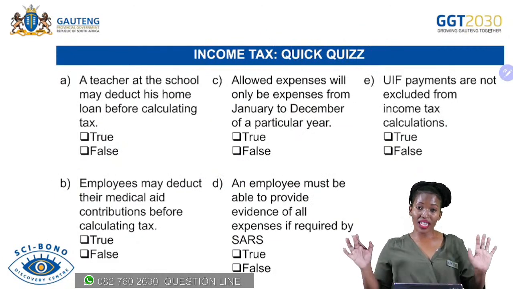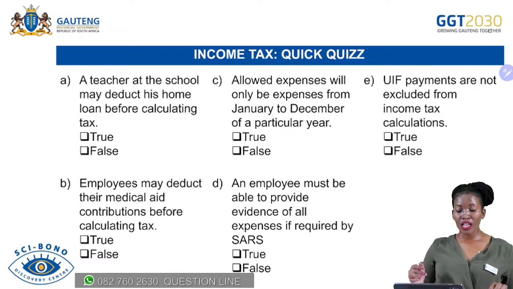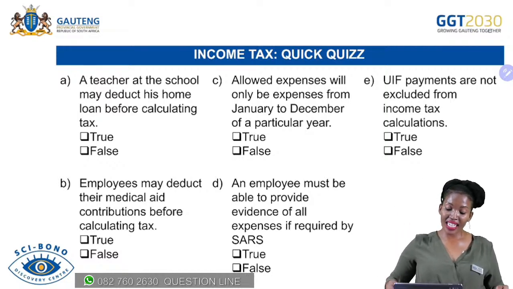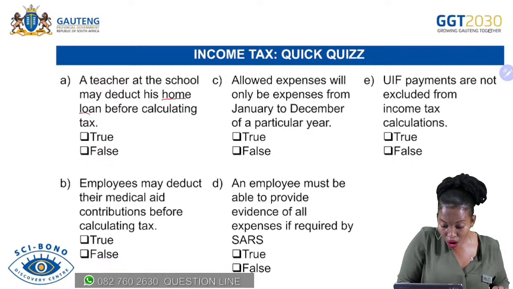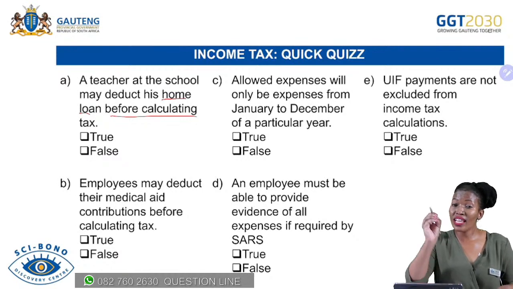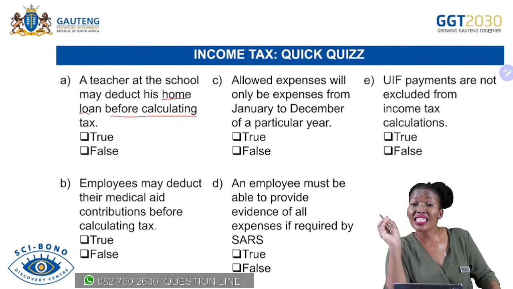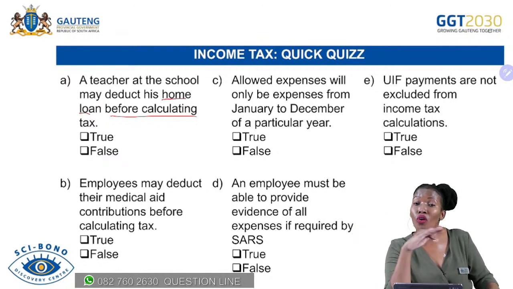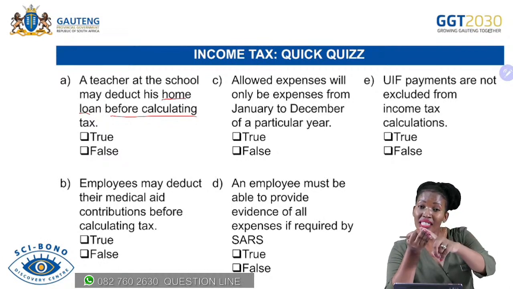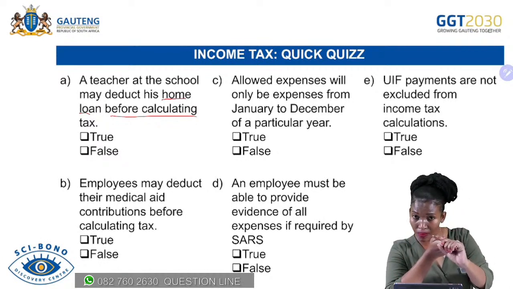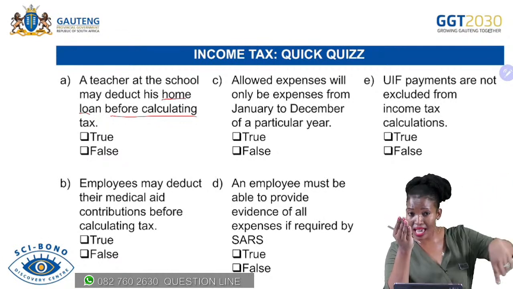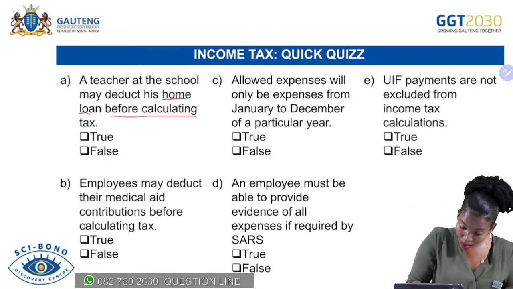Here is a quick quiz, guys. Let's do it together. A, they say a teacher at the school may deduct his home loan before calculating tax. Is that true? Remember, before calculating tax, you subtract the non-taxable deductions. And by now, we all know what the non-taxable deductions are. It's pension fund, it's UIF, it's retirement annuity fund, it is your donation. Only home loan, medical aid, we don't even want to know. We tax them. So here, the answer is actually false.